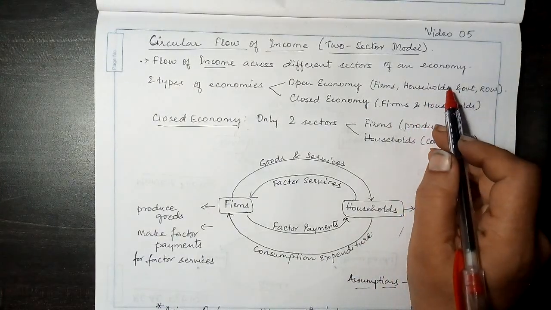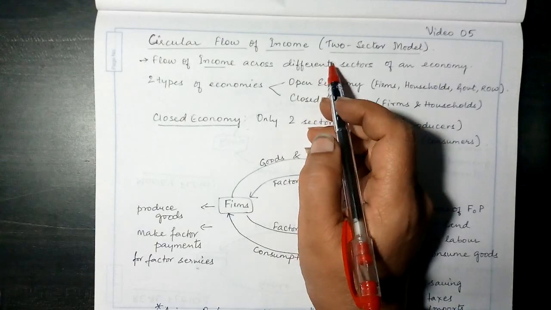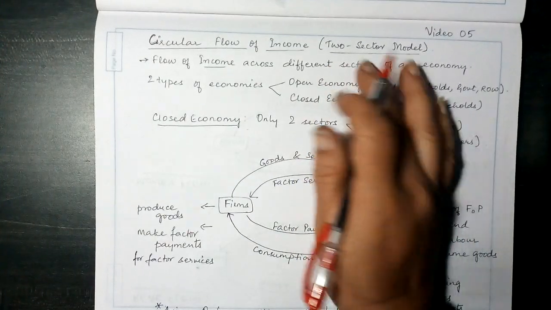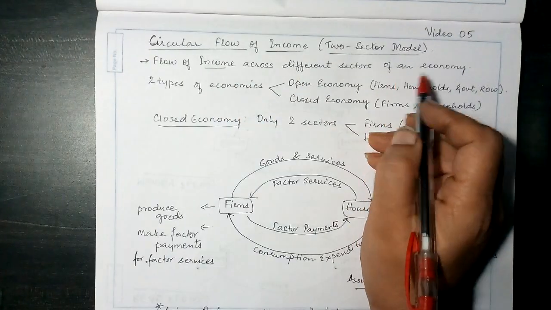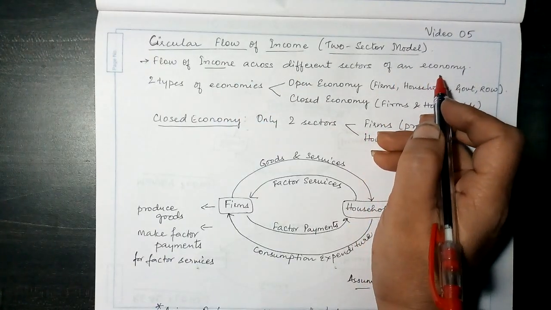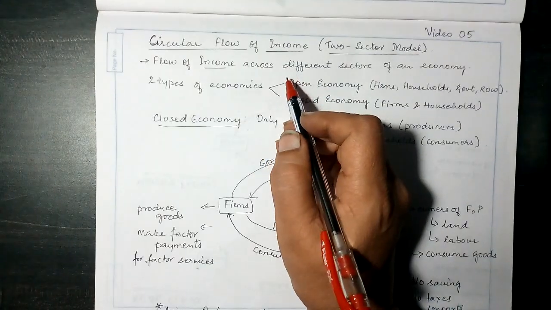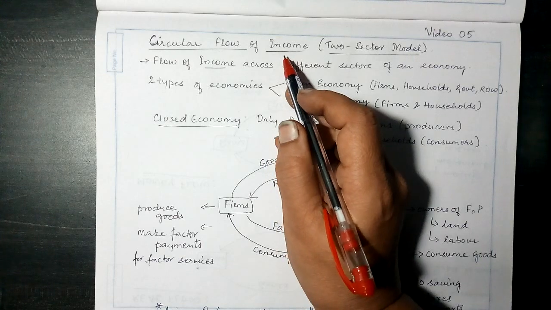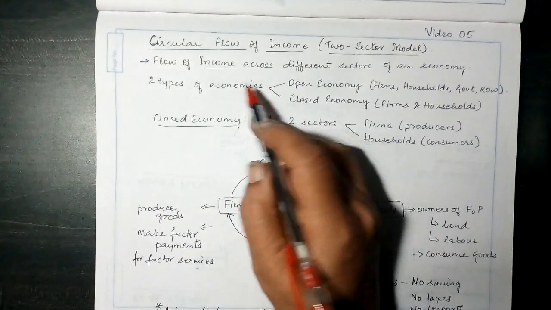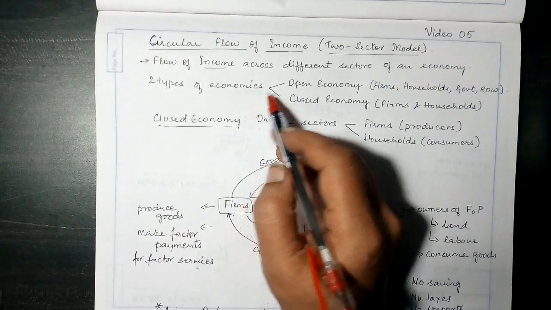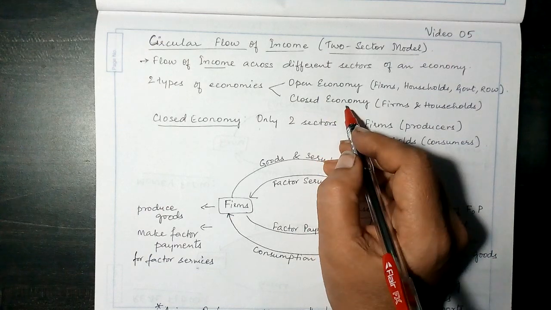In this video, we are going to learn about the circular flow of income in a two-sector model. Now, the flow of income across different sectors of an economy is what gives rise to the circular flow of income. Before we go into the circular flow of income, let's try to understand the economies. There are two types of economies: one, the open economy, and the other, the closed economy.